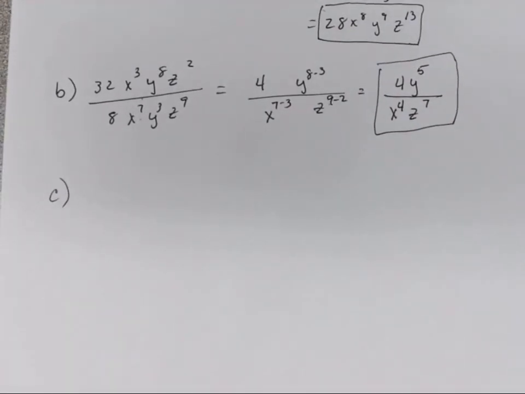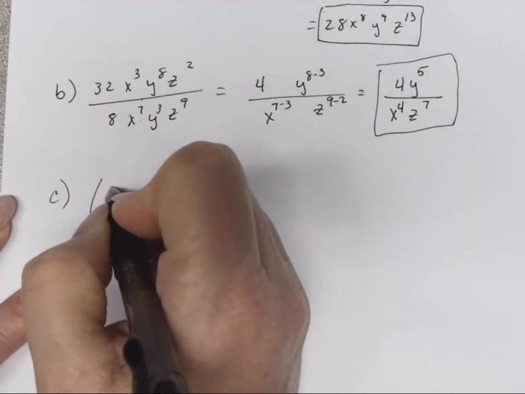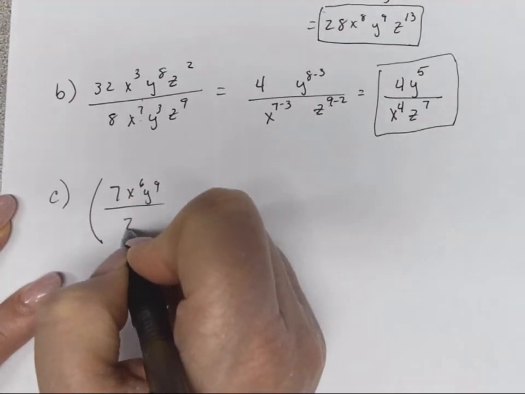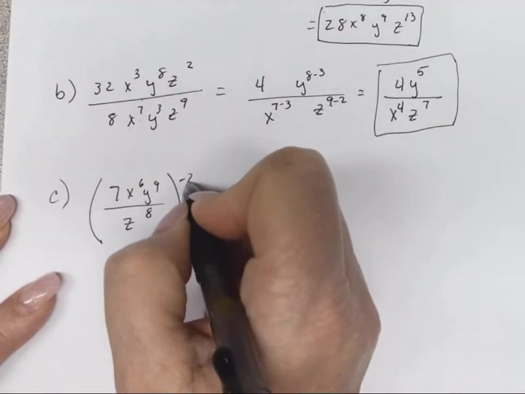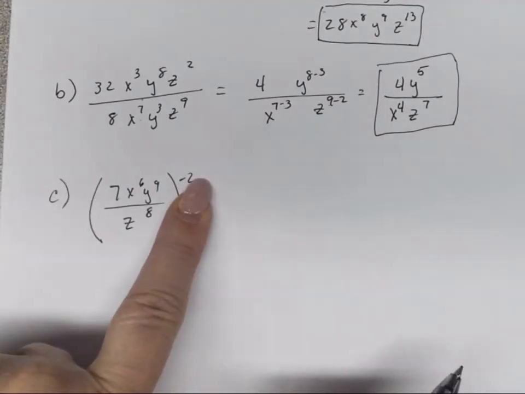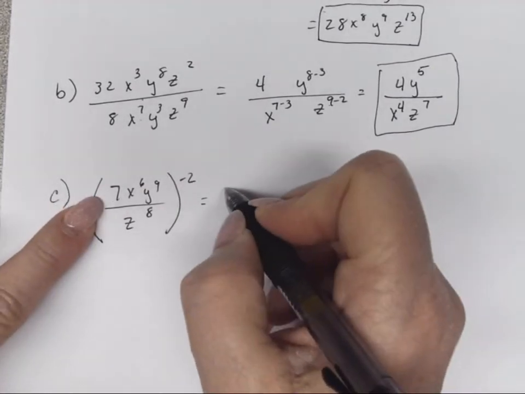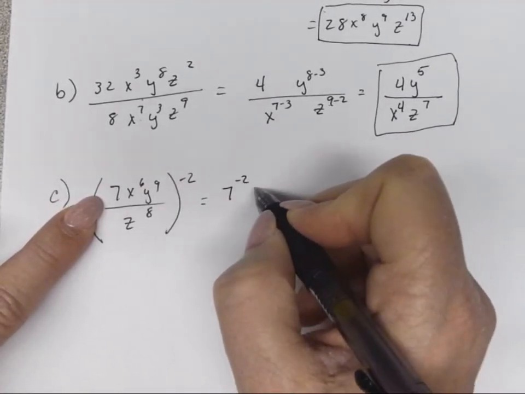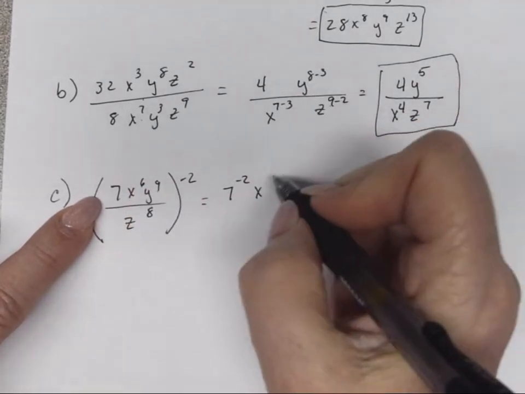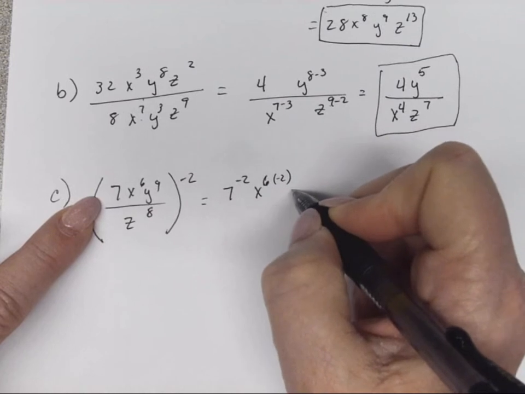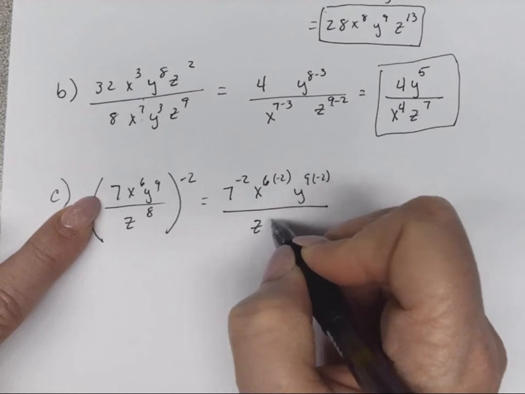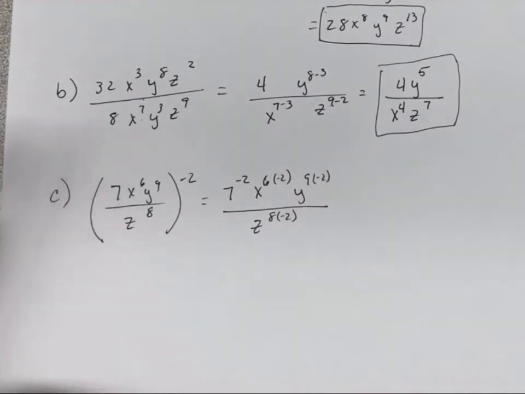All right, our next problem, we are looking at 7x to the 6th, y to the 9th, over z to the 8, all raised to the negative 2. So you have to apply that negative 2 to all of your values. So 7 to the negative 2. Now here, because it's being raised to a power, we will multiply our exponents. So x to the 6 times negative 2, y to the 9 times negative 2, all over z to the 8 times negative 2.